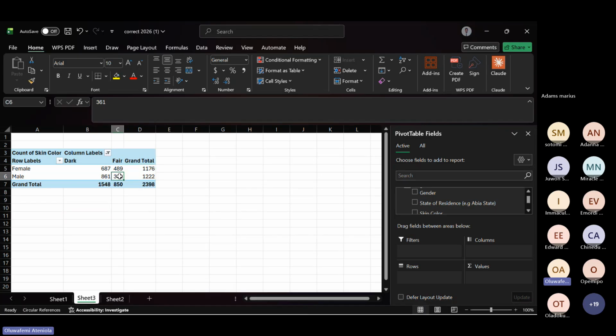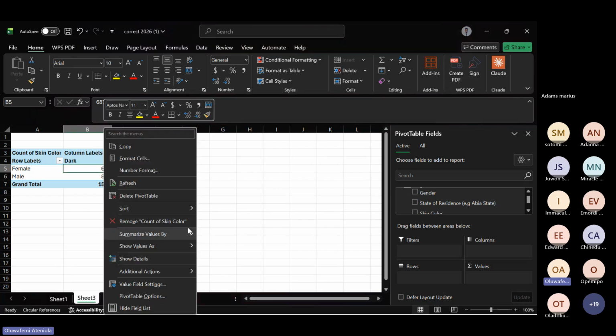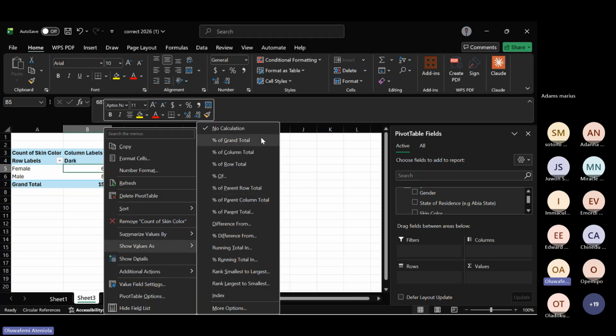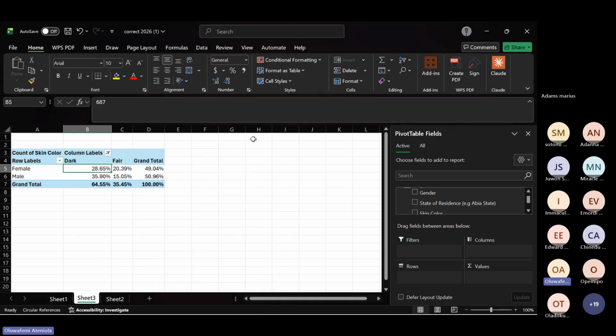So you can see how many boys, how many girls you have. One thing you can also do is show this result as a percentage. If you notice earlier, I was saying, hold on, show values as. So you can just say show values as percentage of grand total. Good.